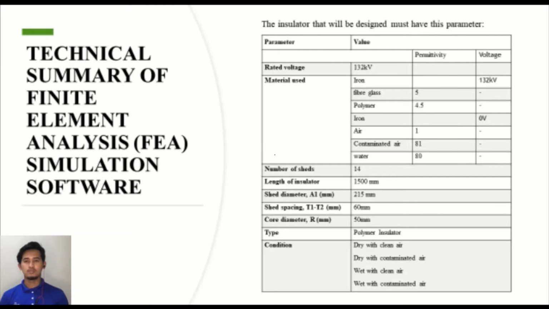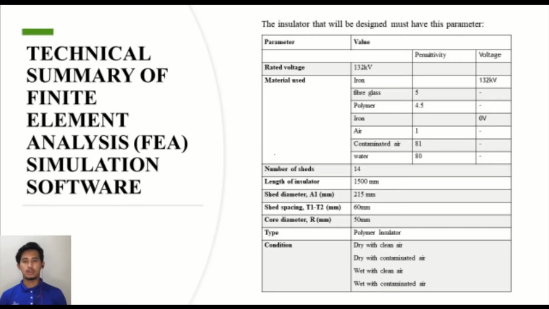Due to its potential advantages over conventional ceramic and glass insulators, especially superior pollution performance and hydrophobic features, polymeric insulators have become more popular in recent years for use in EHV and UHV overhead transmission lines.